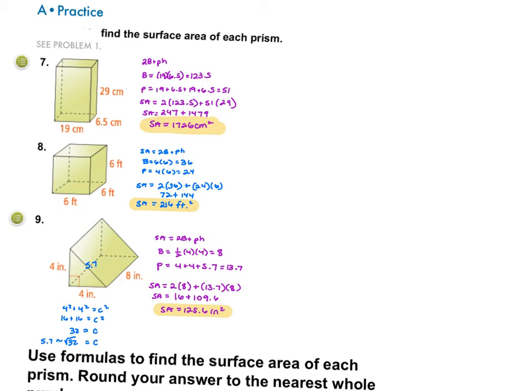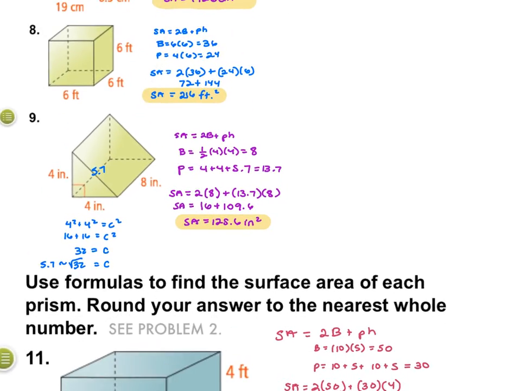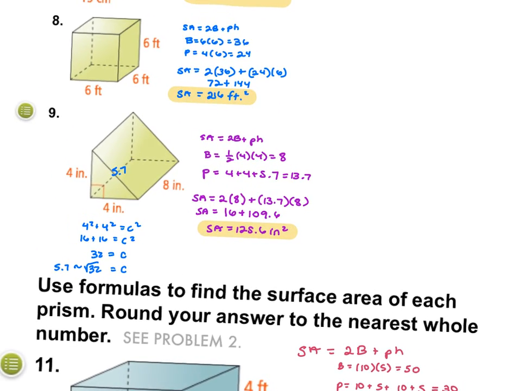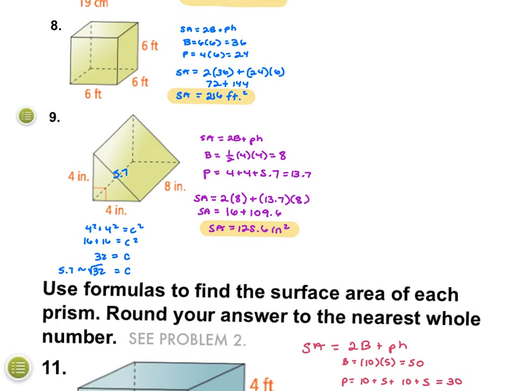Number 9, the base is now a triangle, so this is where it gets a little trickier. That triangle would have to be 1/2 base times height, where 4 and 4 are the base and the height. So the base area is 8. But you had to do the Pythagorean theorem to find the hypotenuse of that triangle to do the perimeter. Add up all those sides and you should have gotten that the perimeter is 13.7. And then the surface area is 2 times 8 plus 13.7 times 8, which is 125.6.